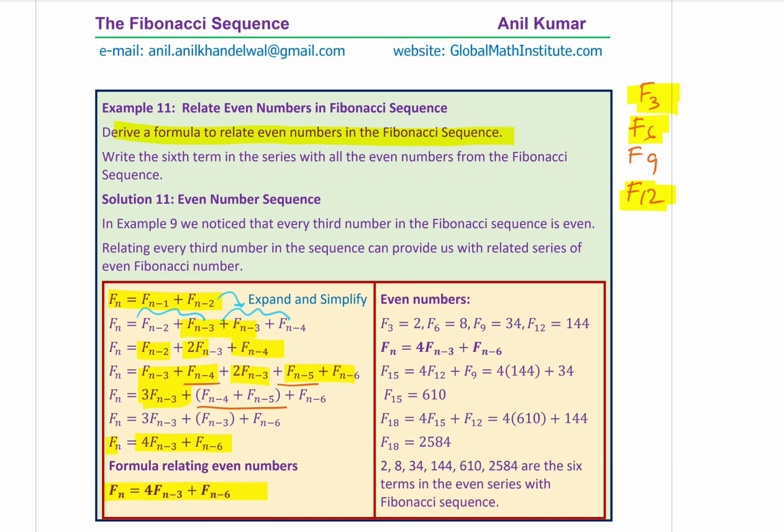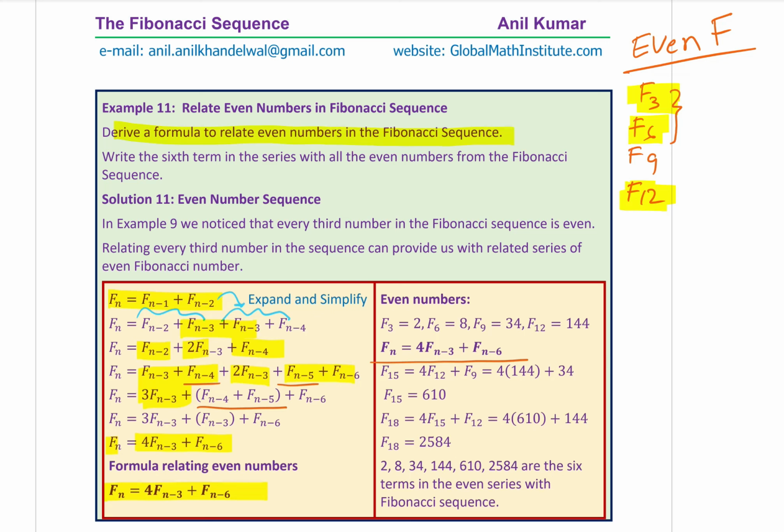So in our sequence, if we make a sequence of only even numbers, right? These are even Fibonacci numbers. So from here, F3 and F6 are previous terms, right? So therefore, I could now write my formula as F of n is 4 times F of n minus 3 plus F of n minus 6. And this formula really works.